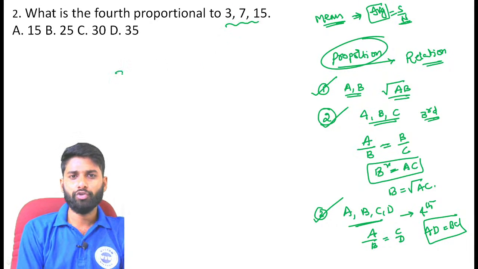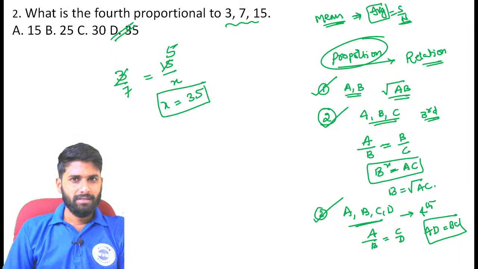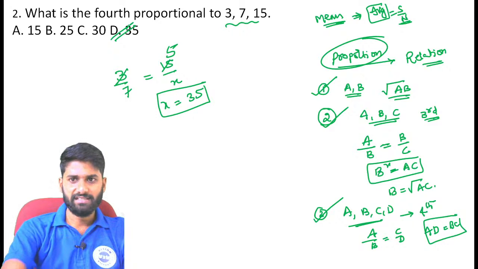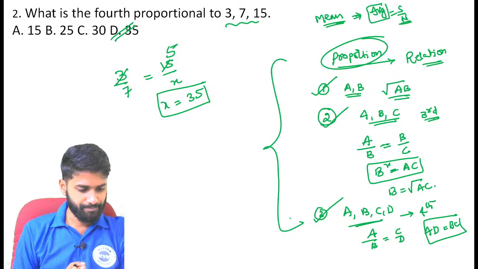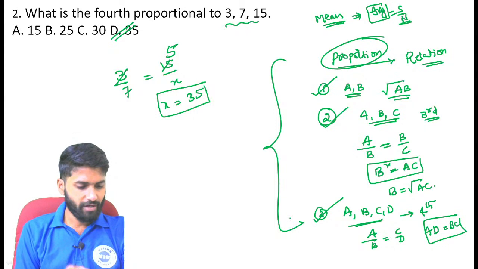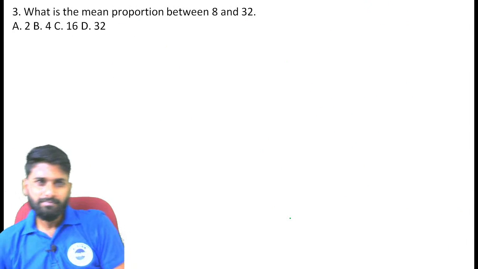So there are four numbers. We need to identify the fourth proportion, which means 3 by 7 exactly equal to 15 by x. Now see, 3 ones are 3, 3 fives are 15. Now the x value becomes exactly equal to 35. So 35 is the correct answer. Very good. So this is the concept we require for solving any proportion questions, guys. I will tell you the concept along with the different approaches. Don't worry. So we'll go to question number 3.